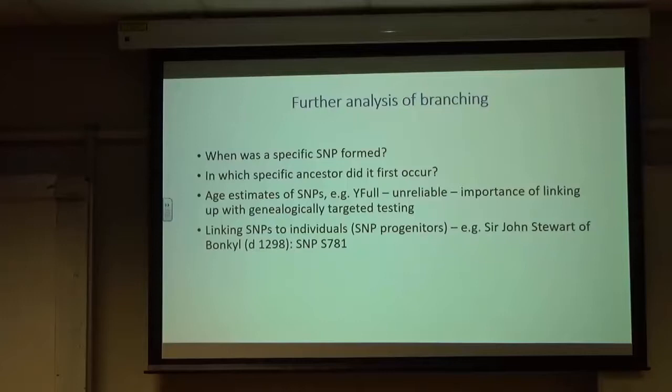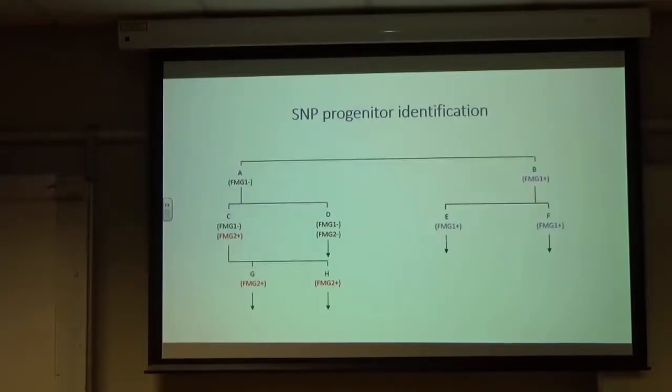In fact, if any of you have been watching Ant and Dec's DNA journey, you will have seen Jim Wilson there, and Jim Wilson was the person who identified S781. Okay, so let me just try and explain a bit about how SNP progenitors can be identified. It's something that can be done, has been done with Sir John Stuart Bonkle, has been done in a few other cases, probably not widely done yet, because there are quite a lot of criteria that need to be fulfilled, and it's not all that easy to do that.